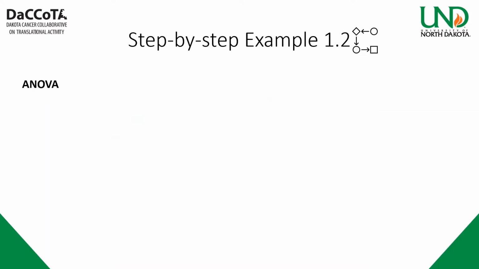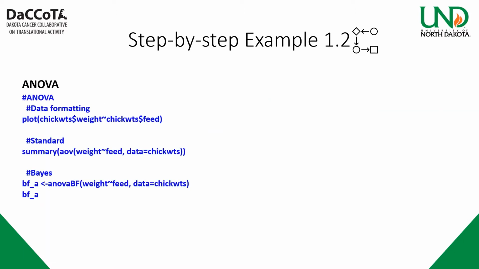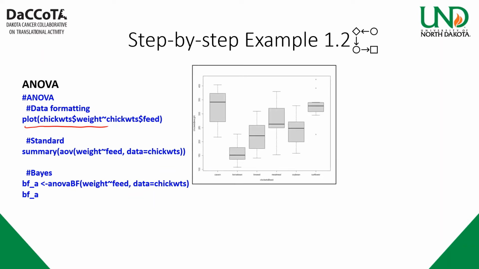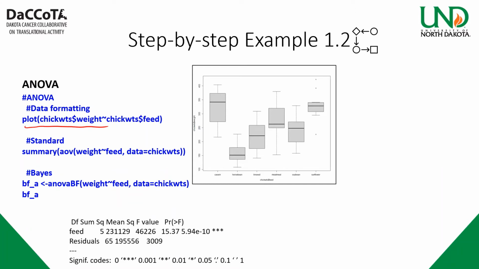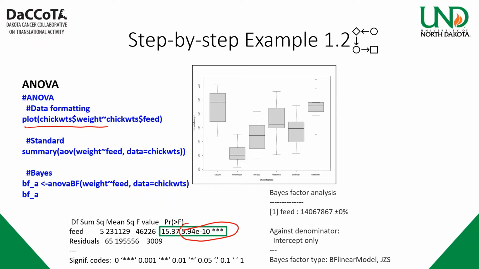So with that, let's see ANOVA here. We're going to format some data. We're going to use chick weights, so this is the weight of chicks across different feeds. For standard, we would use ANOVA for this, and then we're going to do a summary. We can just plot it right here, and we can see that the p-value is highly significant. Then typically you go and do a post hoc test to see which ones are different. We're not going to jump there at this point. Let's just keep going to look at Bayes.